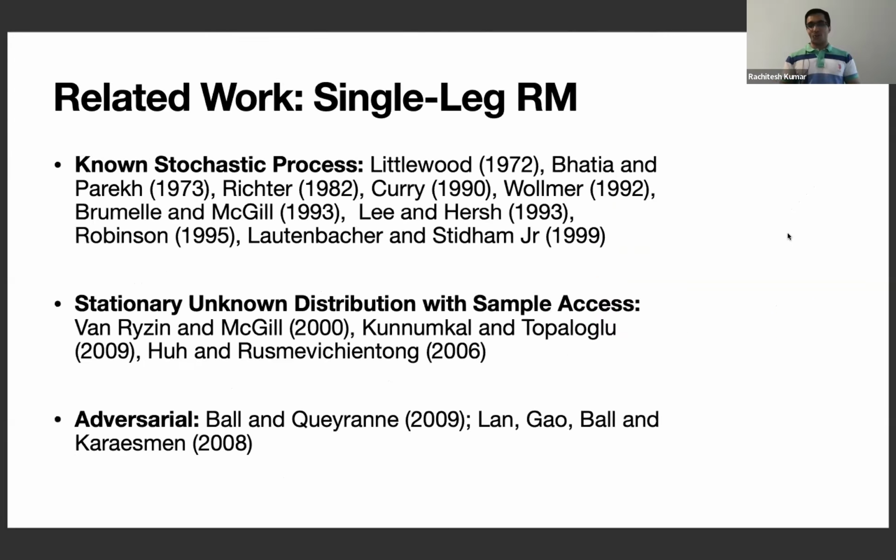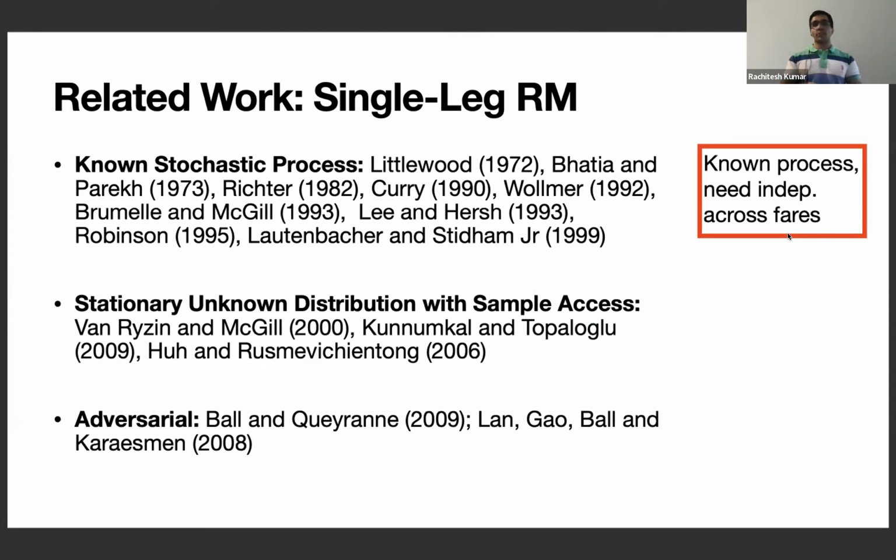Okay. So how you might go about solving this problem depends a lot on what you're assuming about the customer demand process. Work on single leg revenue management started with Littlewood in 1972. He assumed that there's a known underlying stochastic process that is generating the customers, and this led to a long line of work that makes the same assumption. The problem here is that the results require you knowing the entire customer generation process to be able to solve for the optimal policy, and most of these works also require these stochastic processes to be independent across fares.